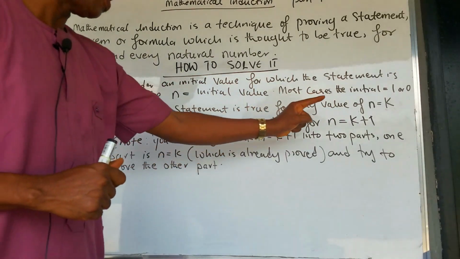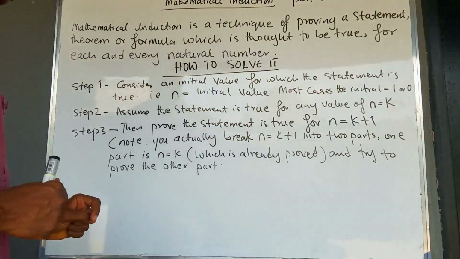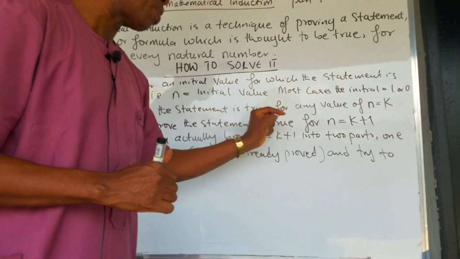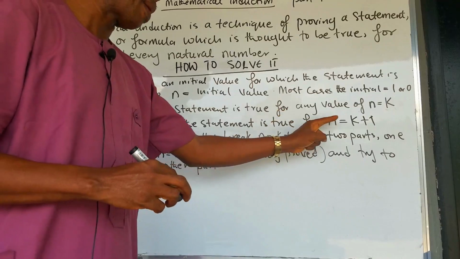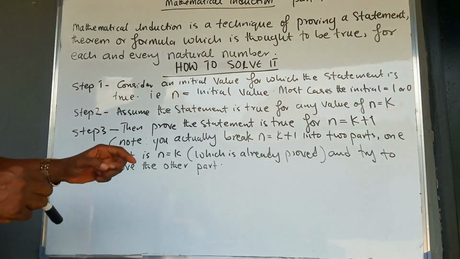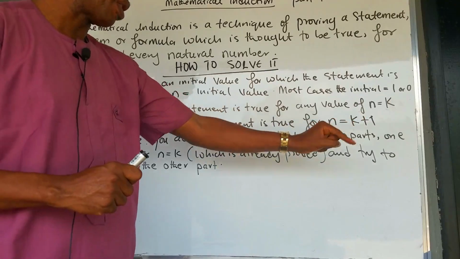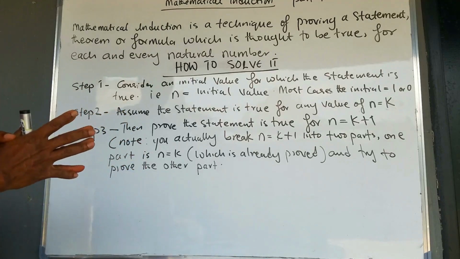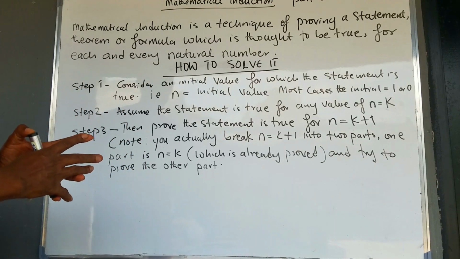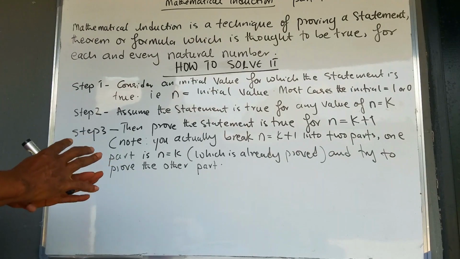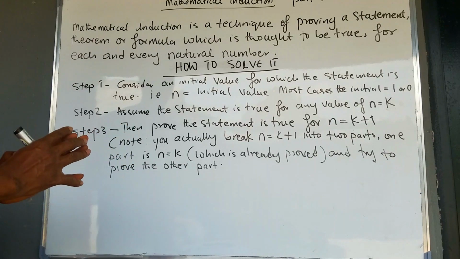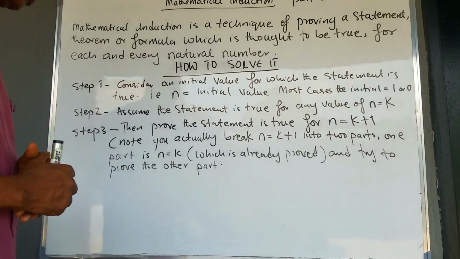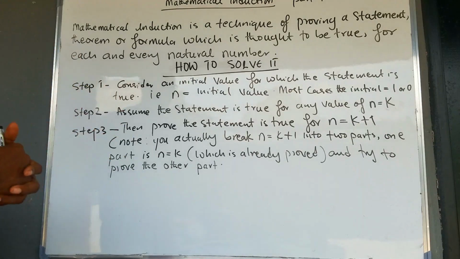Since you assume that n is equal to k, in step 3 you now prove that n is not only equal to k, but also equal to k plus 1. When you are able to prove that n is equal to k plus 1, and you also prove that n is equal to 1, then that particular statement is true with regard to all the cases involved. So you now say that the induction is true in all cases. When we start solving it, you will see how it is done. It is very simple mathematics.